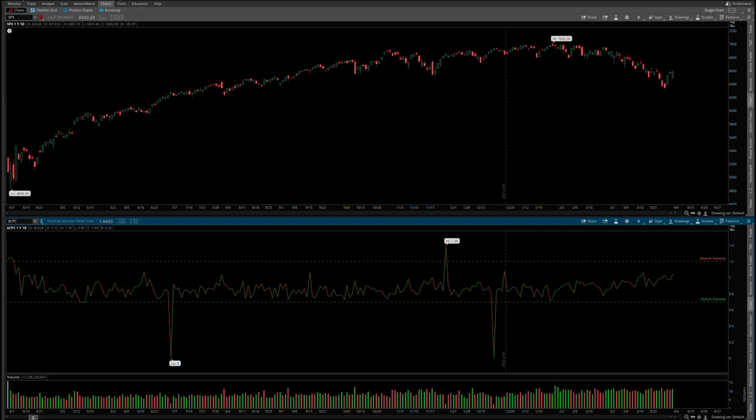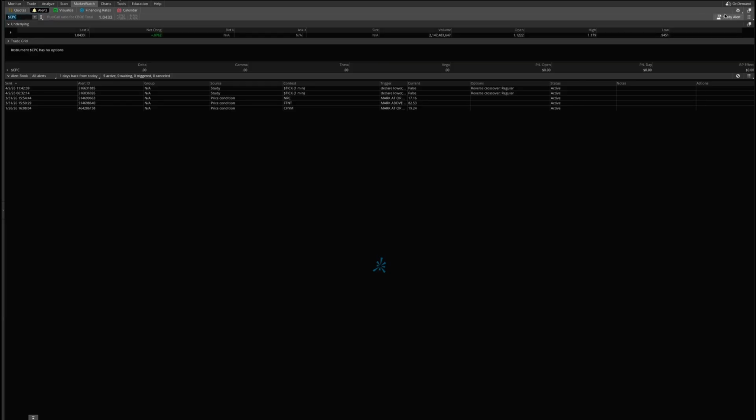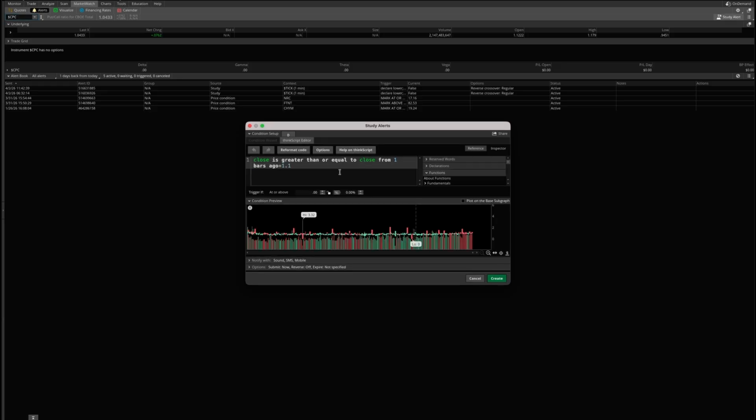Once again, you don't want to stare at a raw number all day. You want clear zones. So this is market's optimistic, market's too fearful. And you could create alerts in here showing when it goes above it. Like I'll show you. So you can go to Market Watch, you can go here, type in CPC, and you can add a study alert. And you can say, let's go into here. Let's see.